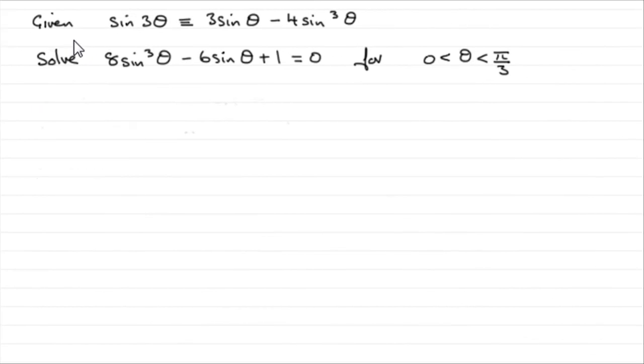Hi. Now, we're given that sine 3 theta in the first part is identical to 3 sine theta minus 4 sine cube theta, and we're now asked to hence solve this equation, 8 sine cube theta minus 6 sine theta plus 1 equals 0, for theta between 0 and pi upon 3. So I'm kind of looking for a connection between this equation and what we've got up here.